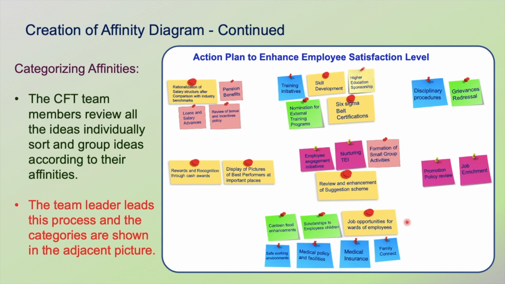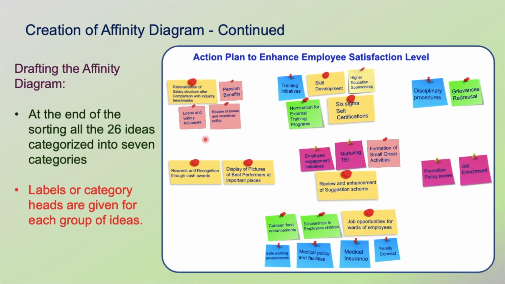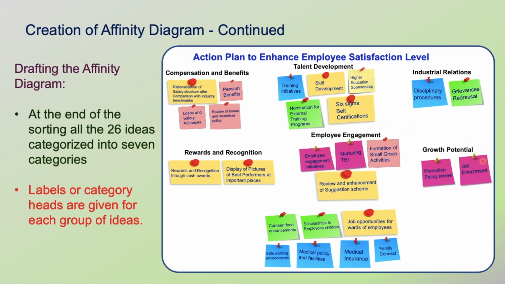So all the 7 categories were drawn here, and at the end of the sorting of all the 26 ideas, they were categorized into 7 categories, and all the 7 categories were labeled. So labels or category heads were given for each group of ideas. This category became compensation and benefits. This category becomes talent development initiatives. This is industrial relations initiatives. This is rewards and recognition initiatives. This is employee engagement initiatives, growth potential initiatives, and then employee welfare initiatives.